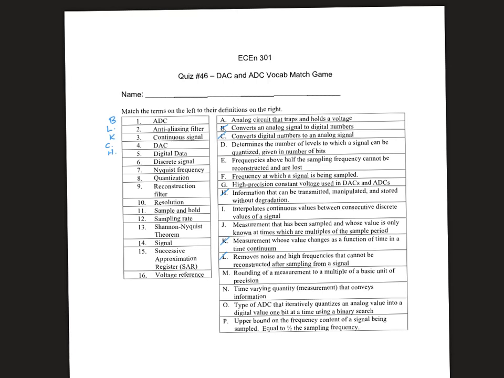A discrete signal is a measurement that has been sampled and its value is only known at times that are multiples of a sample period. The Nyquist frequency is the upper bound on the frequency content of the signal that's being sampled, equal to 1/2 the sampling frequency.